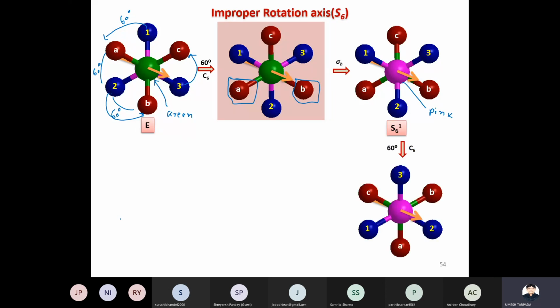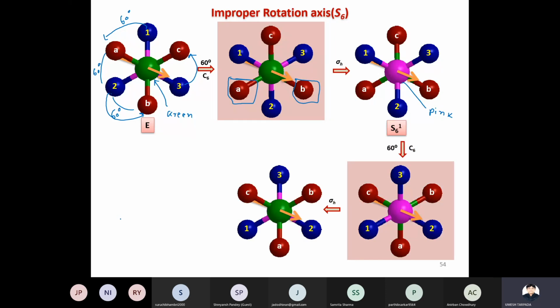You can go for S6 second time. This is called S6 second time. And S6 second time is nothing but equal to 1 time rotation about C3 axis in an anti-clockwise direction. That is called C3 raised to 1. So you can say that S6 raised to 2 is equal to C3 raised to 1.